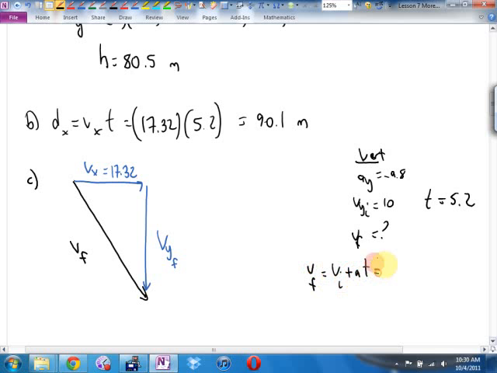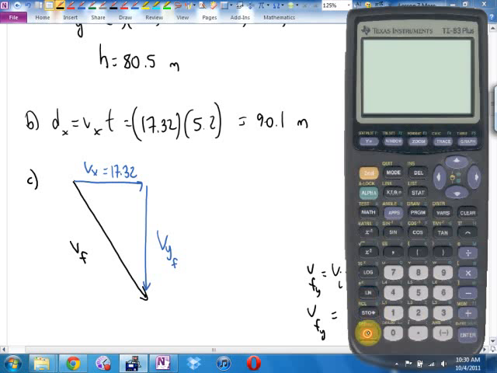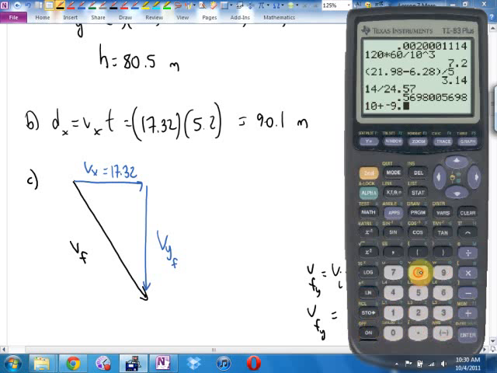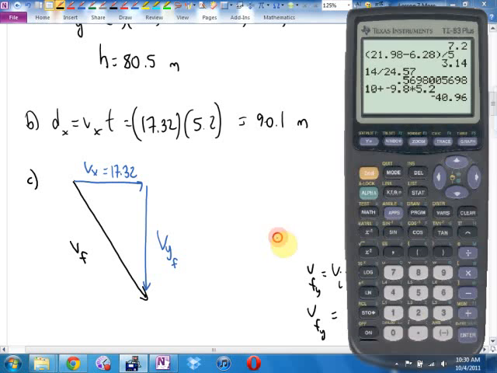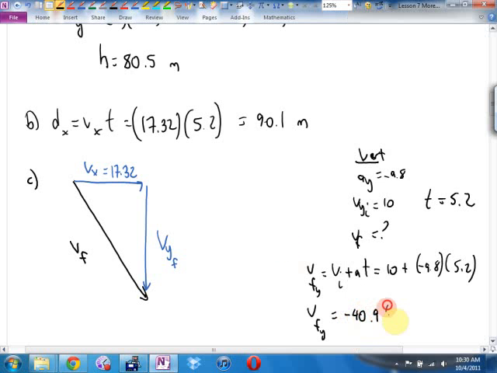It's going to be 10 plus negative 9.8 times 5.2. What do I get for the final vertical velocity just before impact? Do you guys get negative 40.96? Okay. So that means over here I'm going to put 40.96. Why didn't you put the negative, Mr. Dueck? I did. I don't see a negative. There is a negative in that drawing. It's going down. I've got it in there as a vector, though.